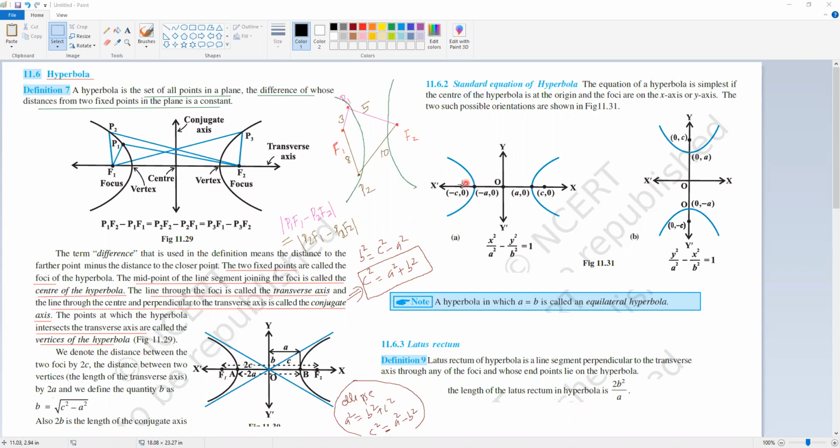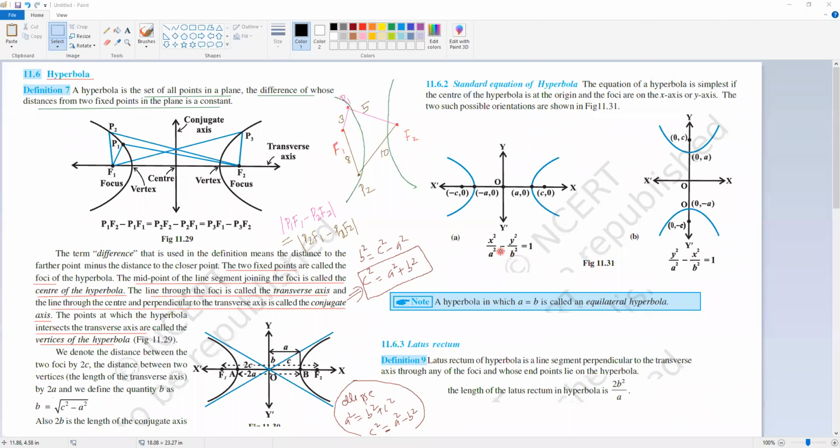Now for the transverse axis, here also there are two cases: transverse axis horizontal, and transverse axis vertical. If the transverse axis is horizontal, the equation is x square by a square minus y square by b square is equal to 1. If the transverse axis is vertical, the minus sign comes here: y square by a square minus x square by b square is equal to 1. And the difference between the equations is that one minus sign comes.